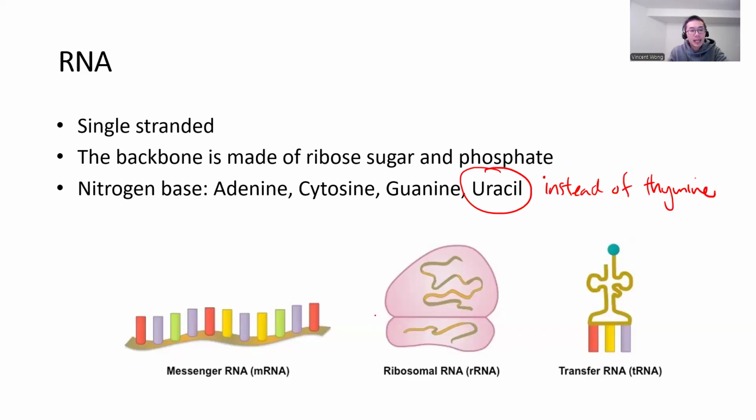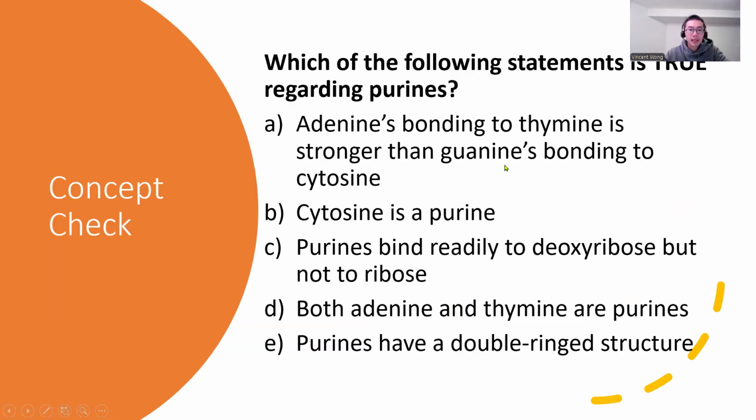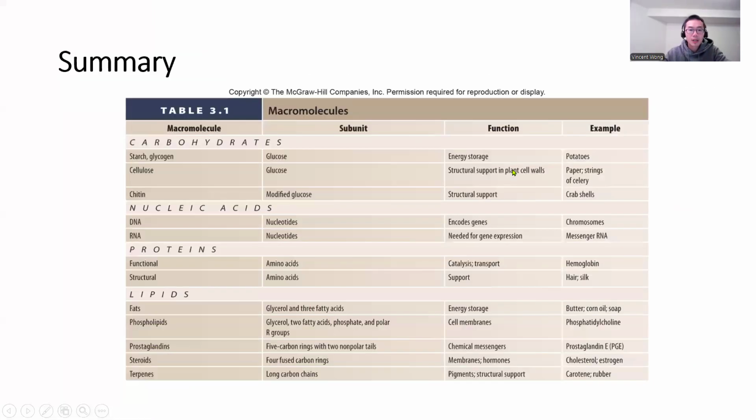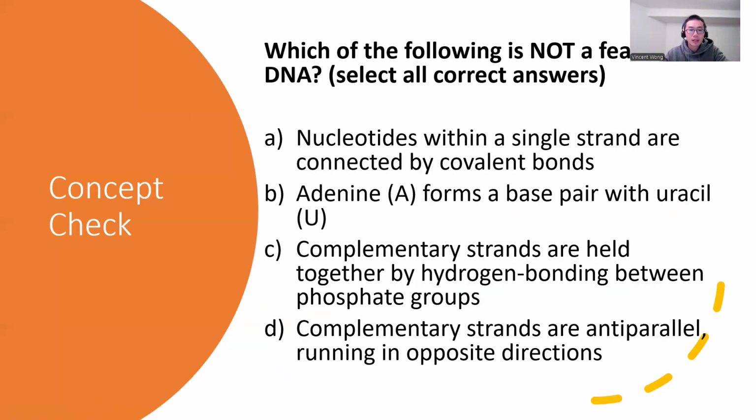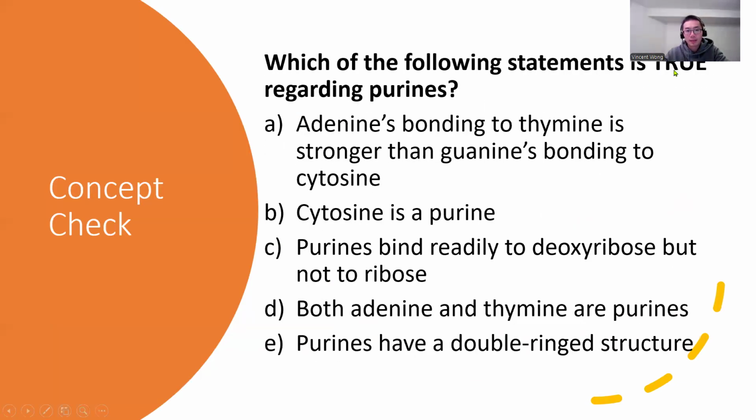Now there are three kinds of RNA: messenger RNA, ribosomal RNA, and transfer RNA. Don't worry about what they do at the moment. We will come back to it in the second half of the course. Okay, so that's the RNA, and that's it. There are some concept check questions here for you to try. One, two, three. You know what? I was going to ask you to do it yourself, but let's just do it together.